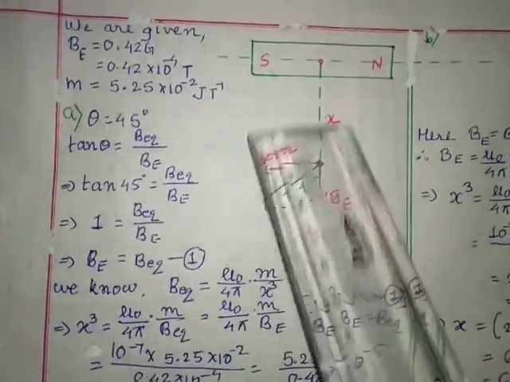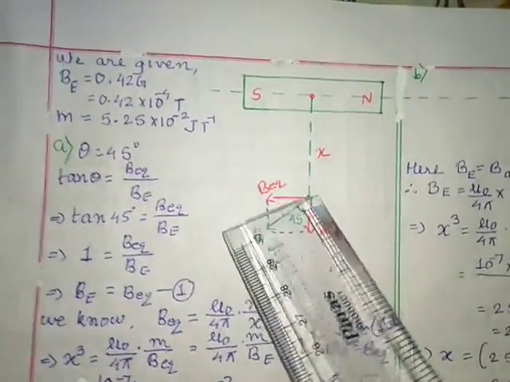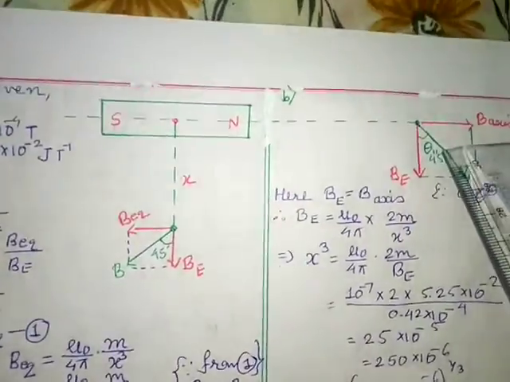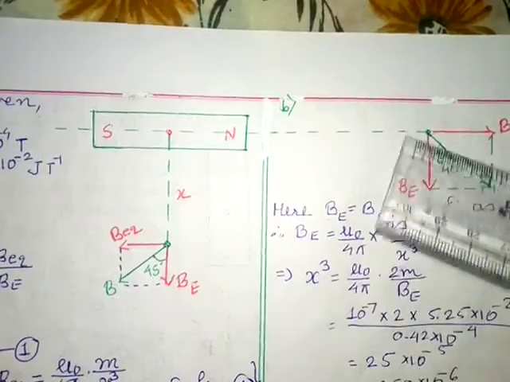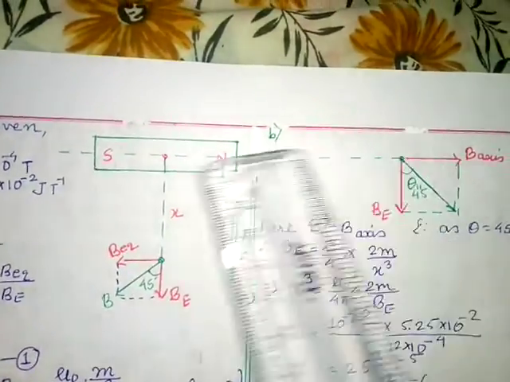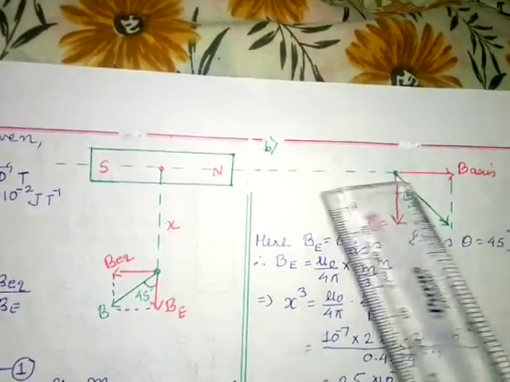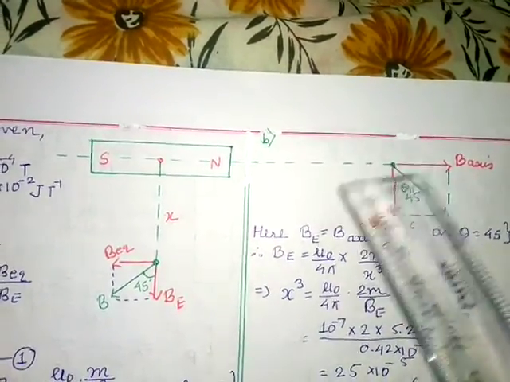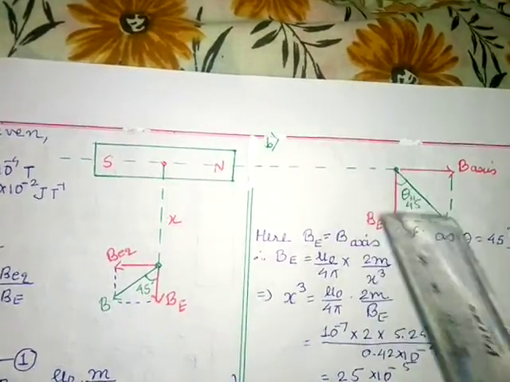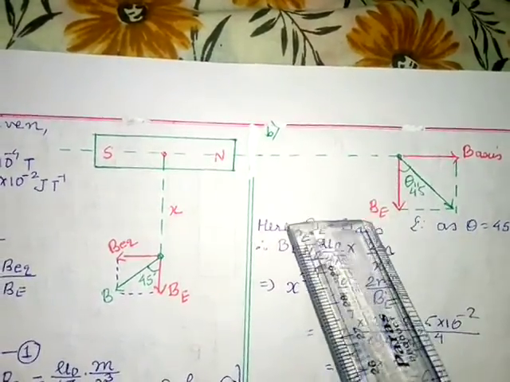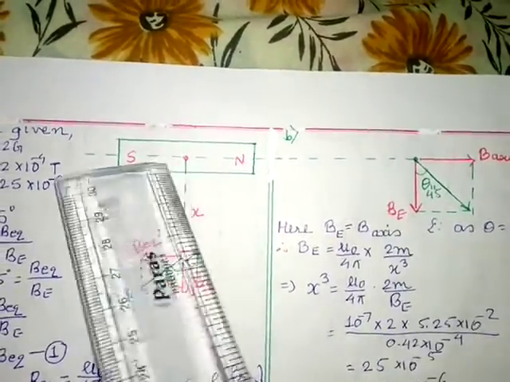This distance we take as x, and we have to find this distance. Same way on the axis, the magnetic field of the Earth will be in the same direction, that is BE. On the axis, north is here, so B axis will be in this direction. Complete the parallelogram, so you get the resultant at 45 degrees with the Earth's magnetic field, and we have to find this distance from the center. We'll take it as x.